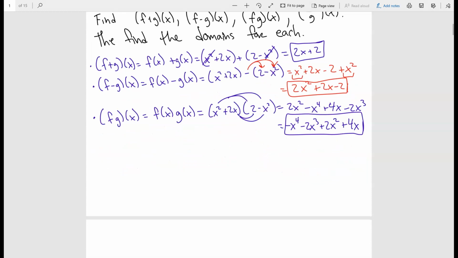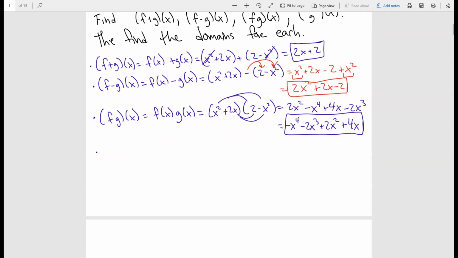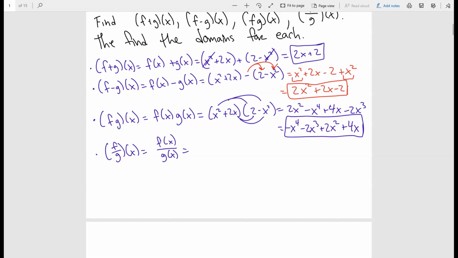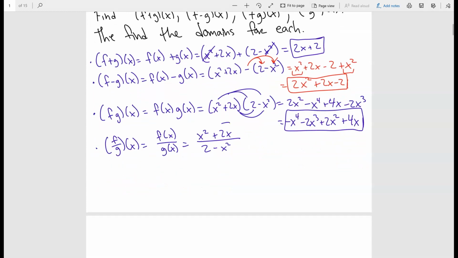Okay, and now finally we're just going to do f over g of x. So that is just the division between f of x and g of x. So f of x in this case is equal to x squared plus 2x, and then g of x is 2 minus x squared. Okay, here there really is not much that I can do, so I'm just going to leave it like that.